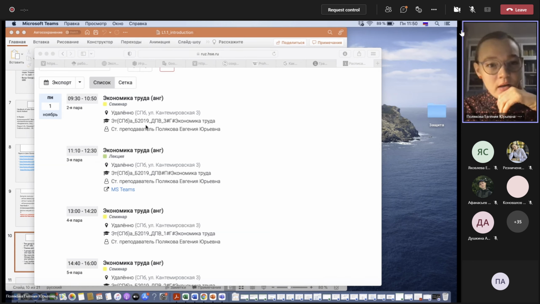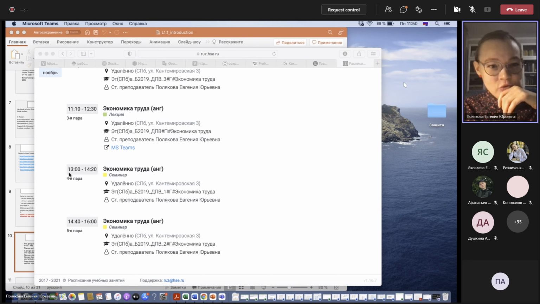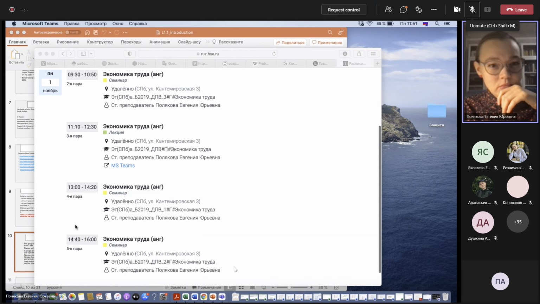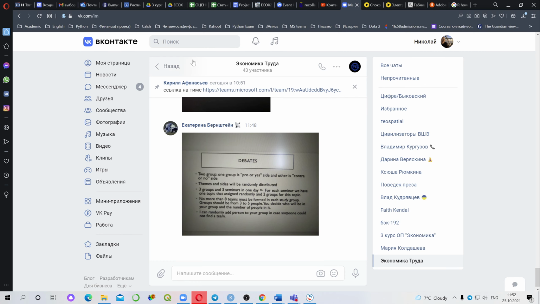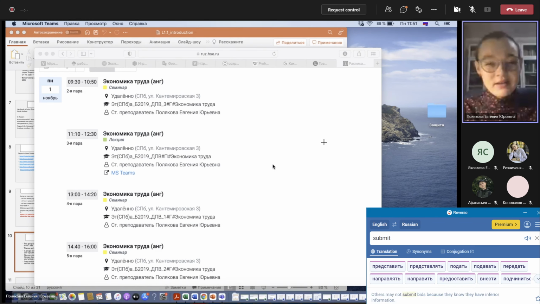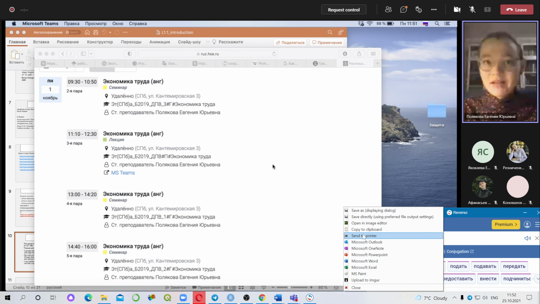Look, the third group has seminars from 9:30 till 10:50. The first group has a seminar from 1 p.m. The third group has a seminar from 40 minutes past 2. It goes first group, second, and third. If you do not have any numbers, you can understand which group you are in based on the schedule.